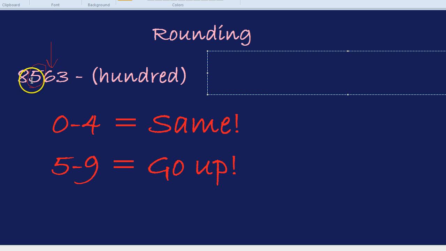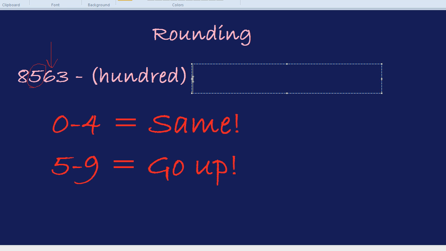We have 8,563. Now we're looking at the number to the right. It's a 6. That's between 5 and 9. So the number in the circle goes up. Not the 6, the number in the circle. In other words, what we get is 8,000 still, 600 now, and all the other numbers become nice and cuddly and round.